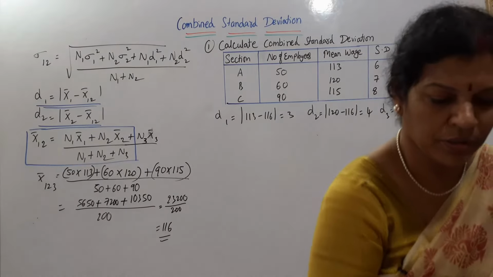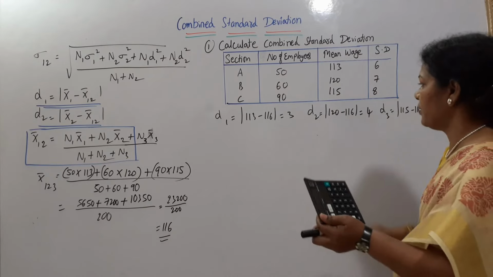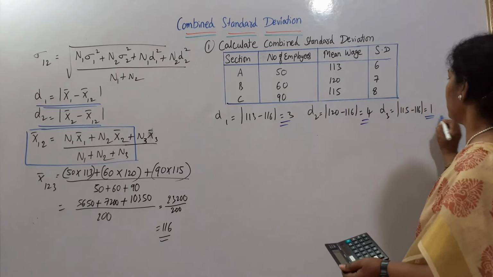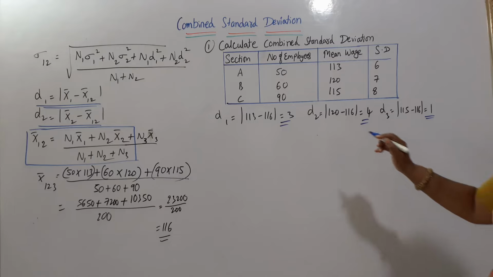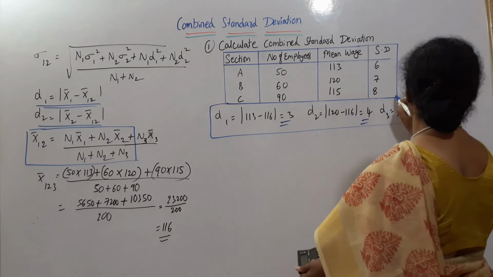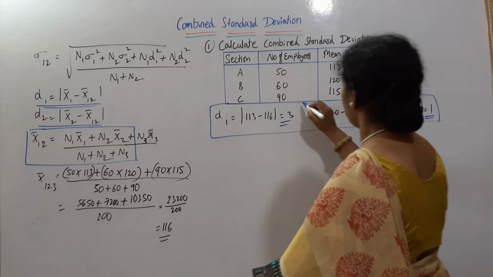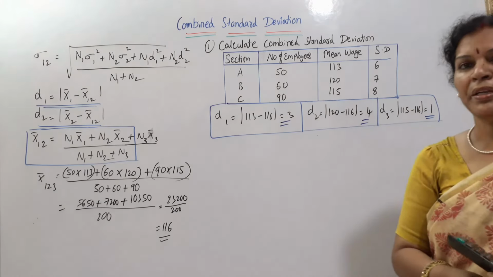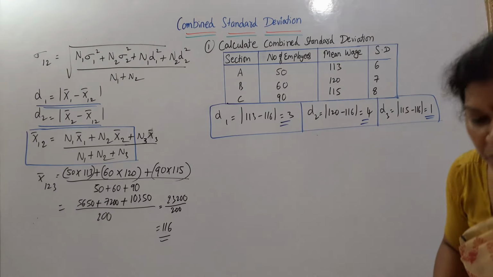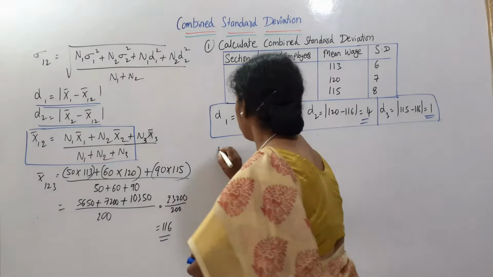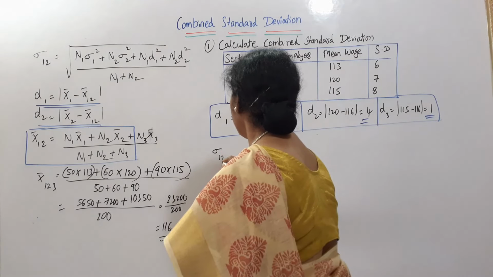So we got D1 is 3, D2 is 4, D3 is 1. So like we have done, shall I put it like this? D1, D2, D3, we got it. Now let's go for the combined standard deviation. Combined formula is here. Same formula, we'll extend it. So row 1, 2, 3.